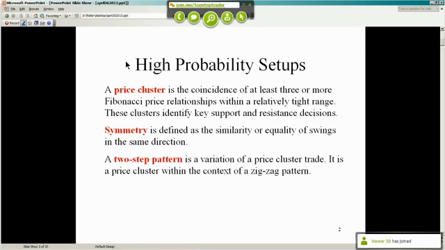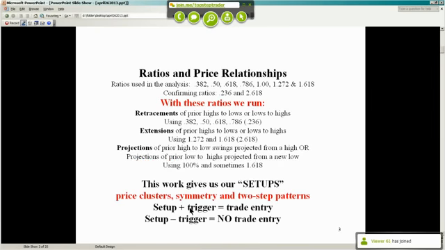And then the third type of setup that I look for is what I call a two-step pattern, which is a variation of a price cluster trade, because you're still going to have the coincidence of at least three price relationships that come together within a relatively tight range. But it's going to be within the context of a zigzag pattern, and some of you may have also heard of this as a Gartley pattern, for example.